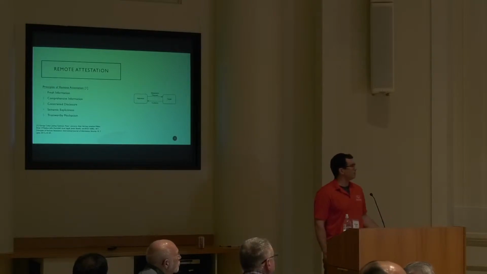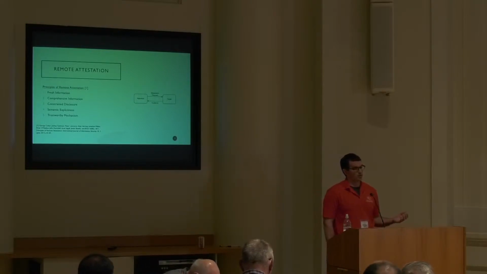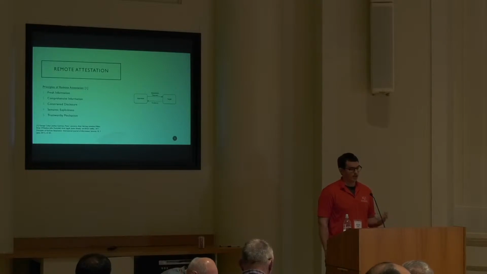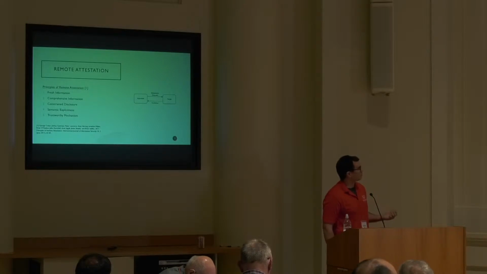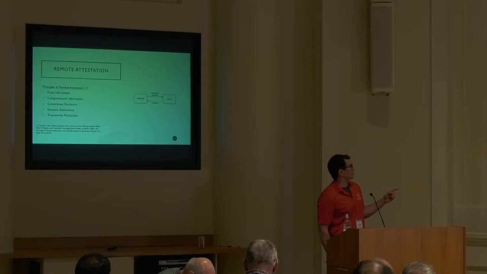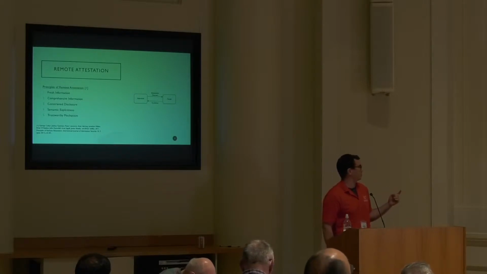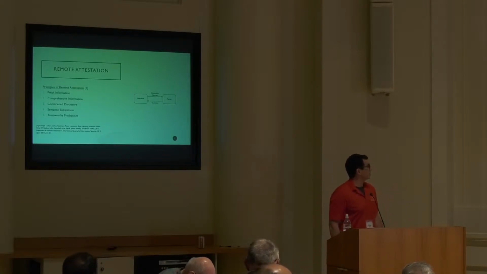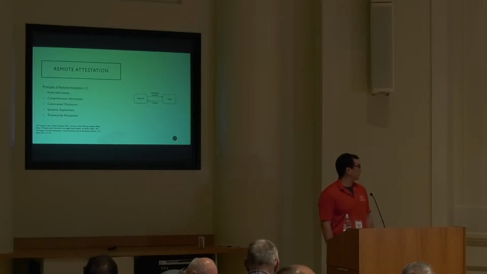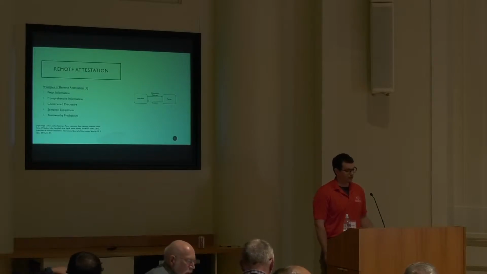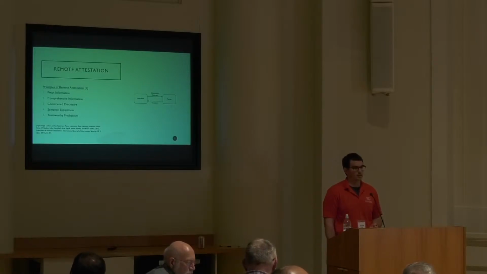Now, the appraiser would like the evidence to reflect the current state of the system and not some past state of the system. The appraiser would also like to know as much as it can about that target platform. So that takes care of the first two principles here, fresh information and comprehensive information. I should mention that these 5 principles listed here come from a seminal paper in the attestation literature called Principles of Remote Attestation. As we've been building these types of systems and looking at ways to verify them, we've kept these design goals in the back of our mind.